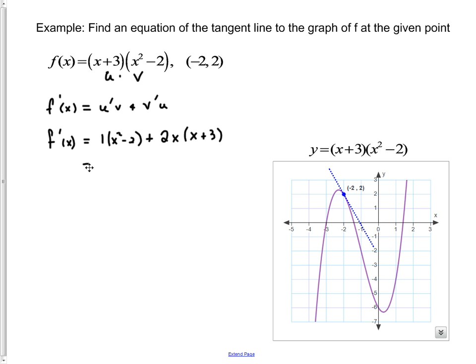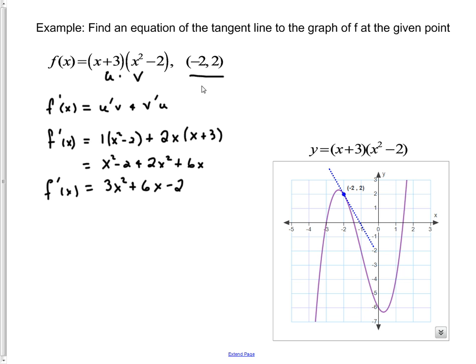So now let's simplify this. 1 times x squared minus 2, well, that's just x squared minus 2. Plus, now let's see, multiply this through. We're going to get 2x squared plus 6x. And so putting everything together, combining like terms, we get our derivative. F prime of x in simplified form is going to be 3x squared plus 6x minus 2.